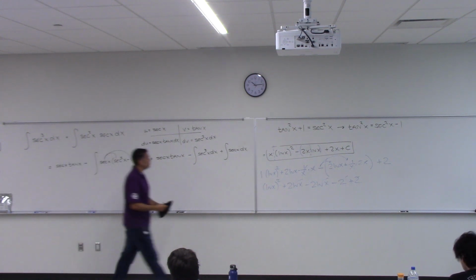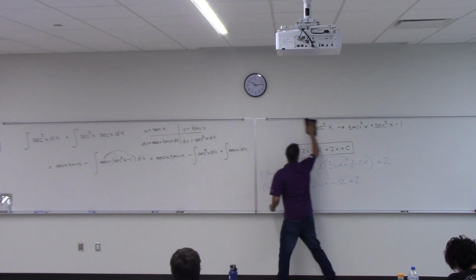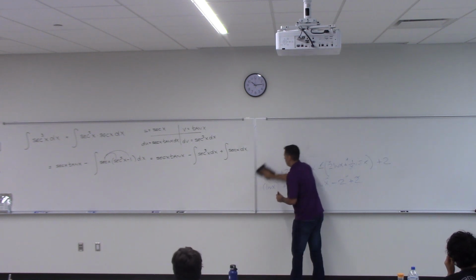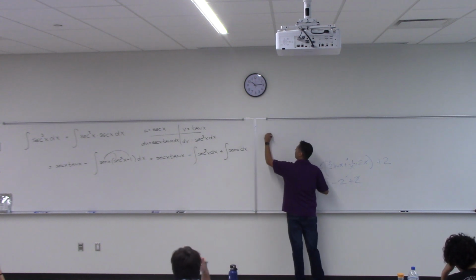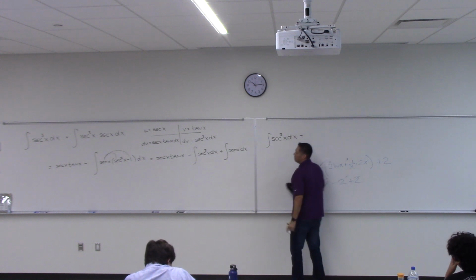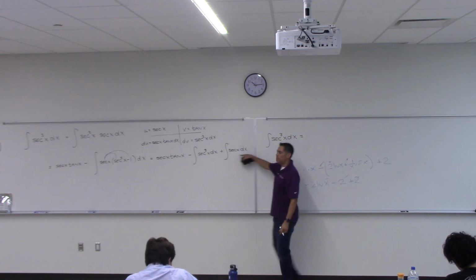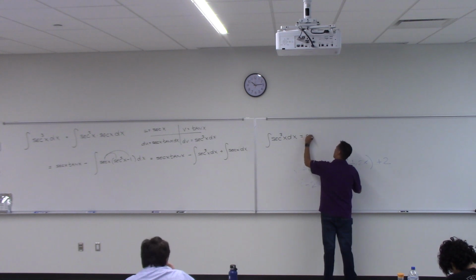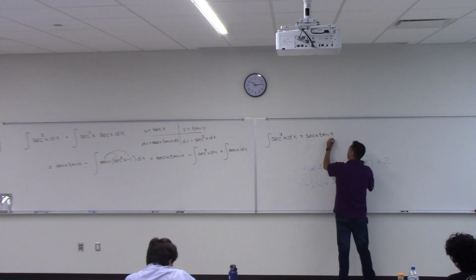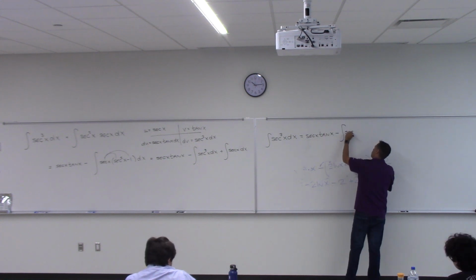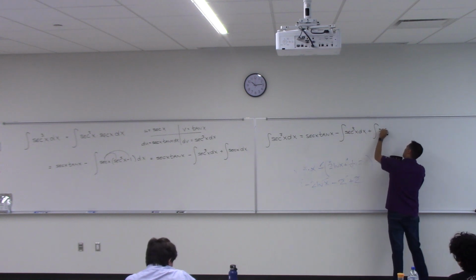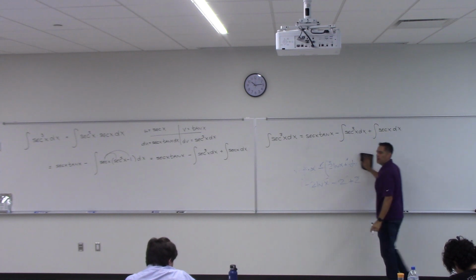Okay, I'm going to go over here. Here's where we are. The original problem is the integral of secant cubed x dx. Here's where I am, right at this line. I have equals secant x tangent x minus the integral of secant cubed x, plus the integral of secant x dx, right? That's where I am.